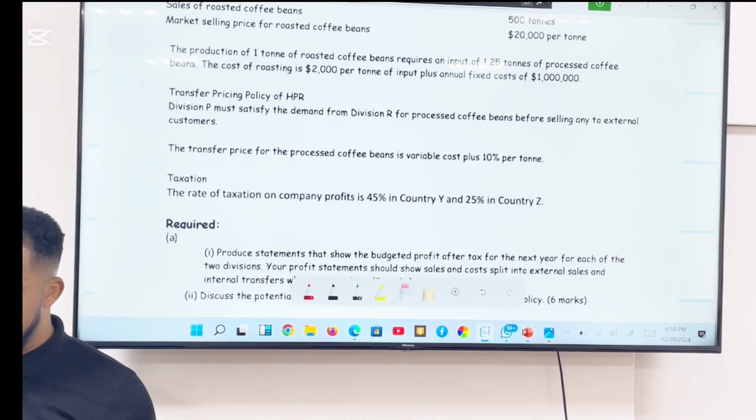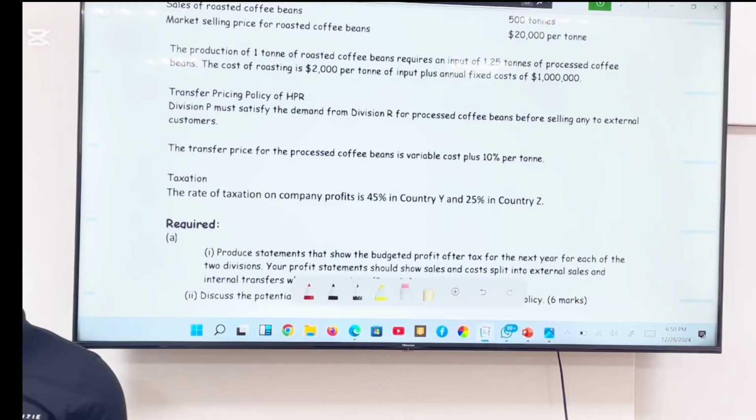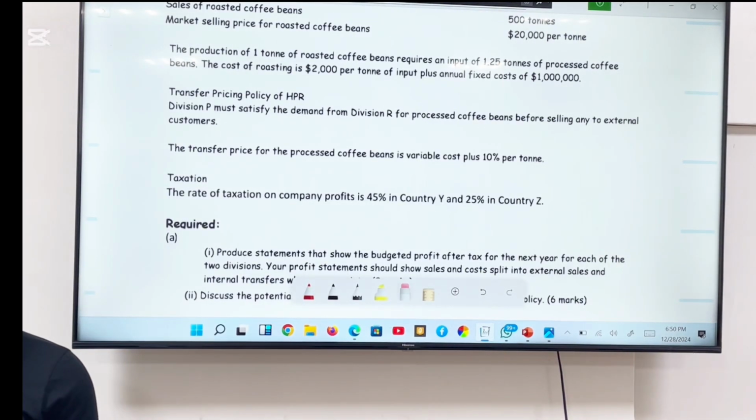Transfer pricing policy. Division P must satisfy the demand from division R for processed coffee beans before selling any to external customers. The transfer price for the processed coffee beans is variable cost plus 10% per ton. All right, variable cost plus 10% per ton.